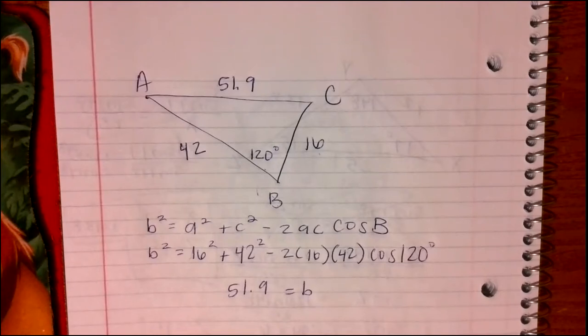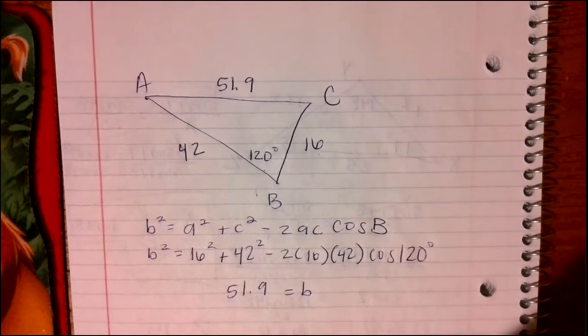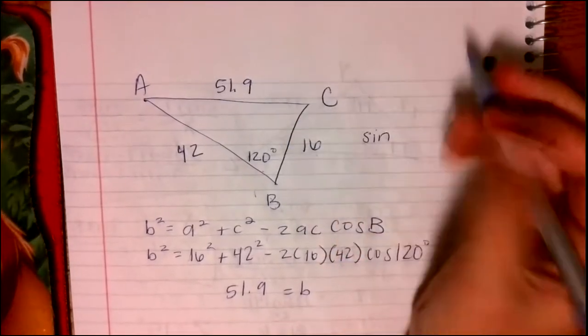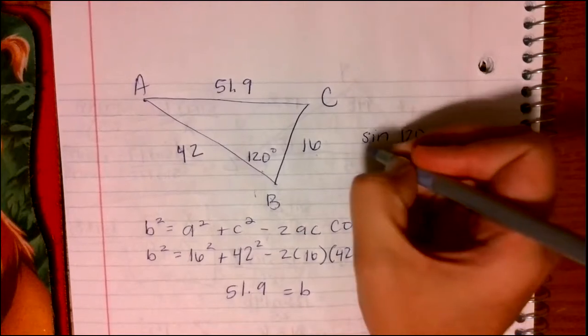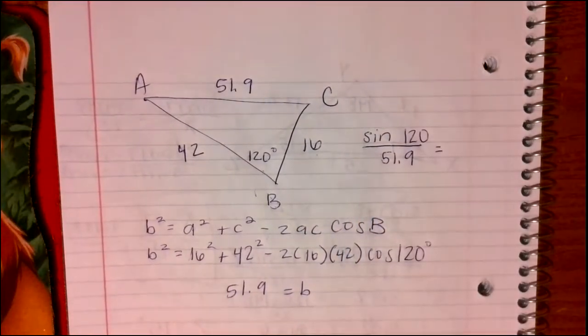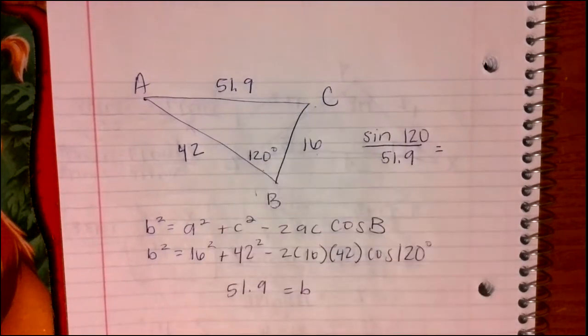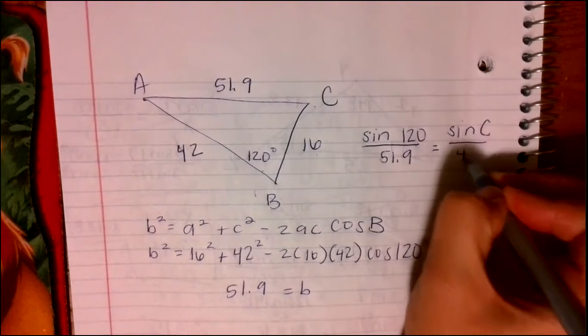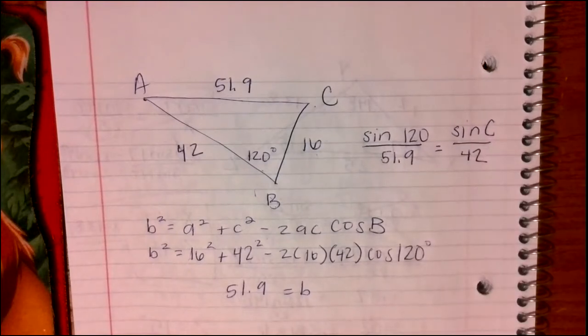Again, I really like law of sines better, so I'm going to set up law of sines. And the ratio that I know is B, so sine of 120 over 51.9 equals... And then you just pick one. Really doesn't matter. I'm going to solve for angle C next. So it equals sine of C over 42. Cross multiply.